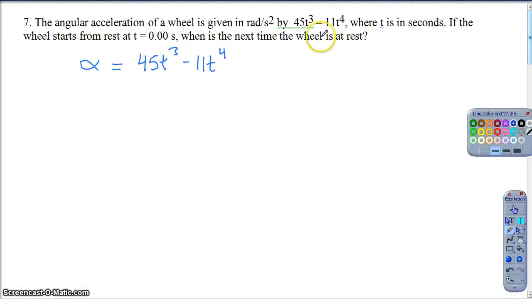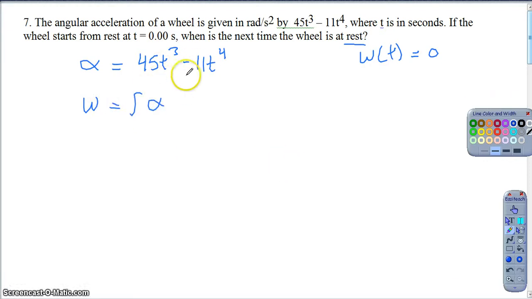Anyway, they say if the wheel starts at rest at 0 seconds, when is the next time that the wheel is at rest again? Well, they're talking about when it is at rest, which means we should be thinking about when the velocity is equal to 0. So in order to do that, I need to integrate my acceleration function to get my velocity. I know my velocity is the integral of the acceleration.